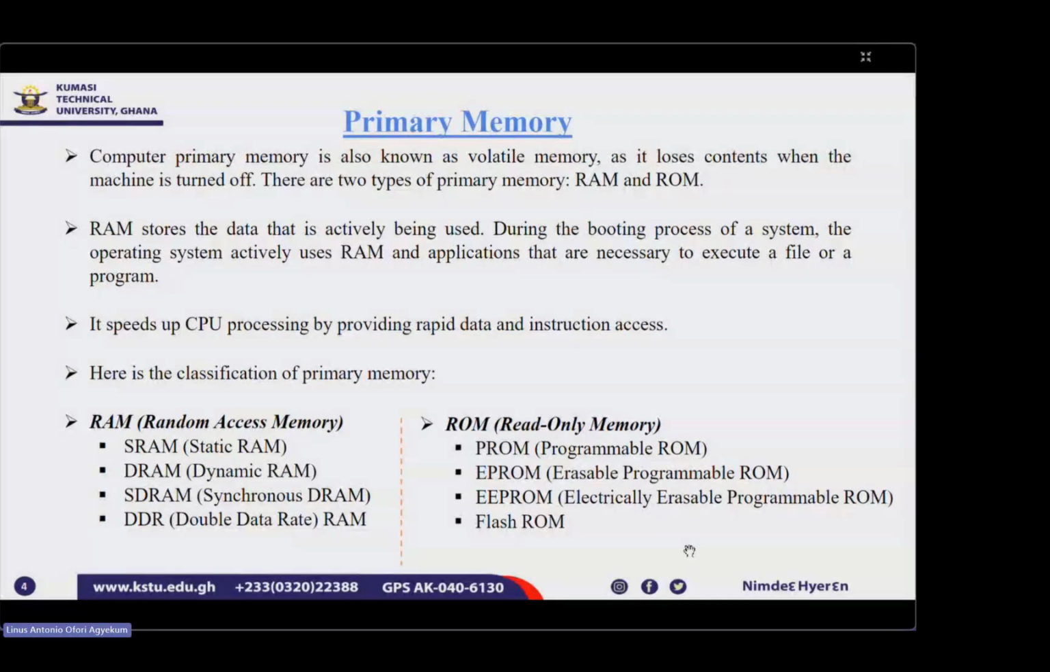Then we have the read-only memory. Now, the read-only memory, which is also another classification or type of primary memory, has examples like the PROM, which is the programmable read-only memory, the erasable programmable ROM, the electrically erasable programmable ROM, and the flash ROM. So kindly take note, these are all primary memories.